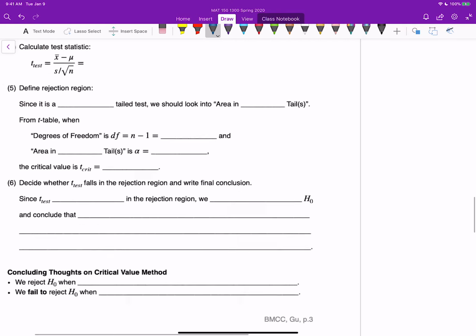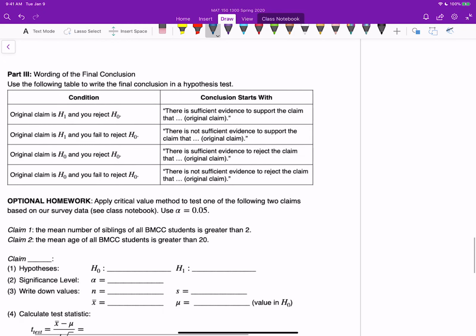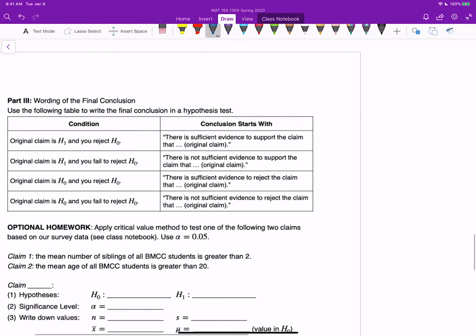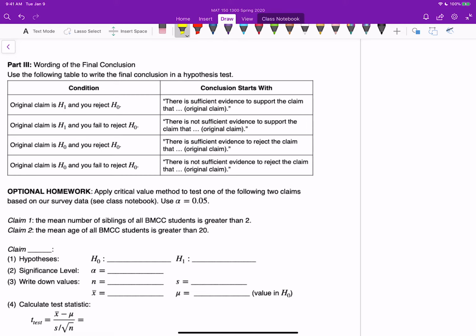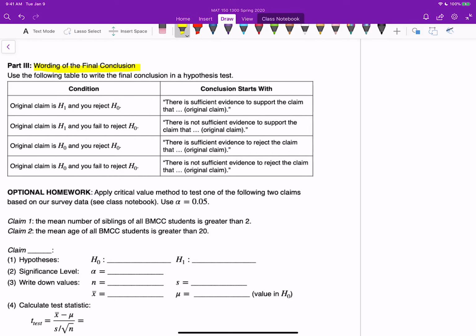So don't worry, because I have a table on page 4 that's going to help you write your final conclusion. Wording of the final conclusion. So you just have to match the condition with the conclusion template. We could use our example as a demonstration. Our example is testing the commute time, whether or not it's greater than 45.